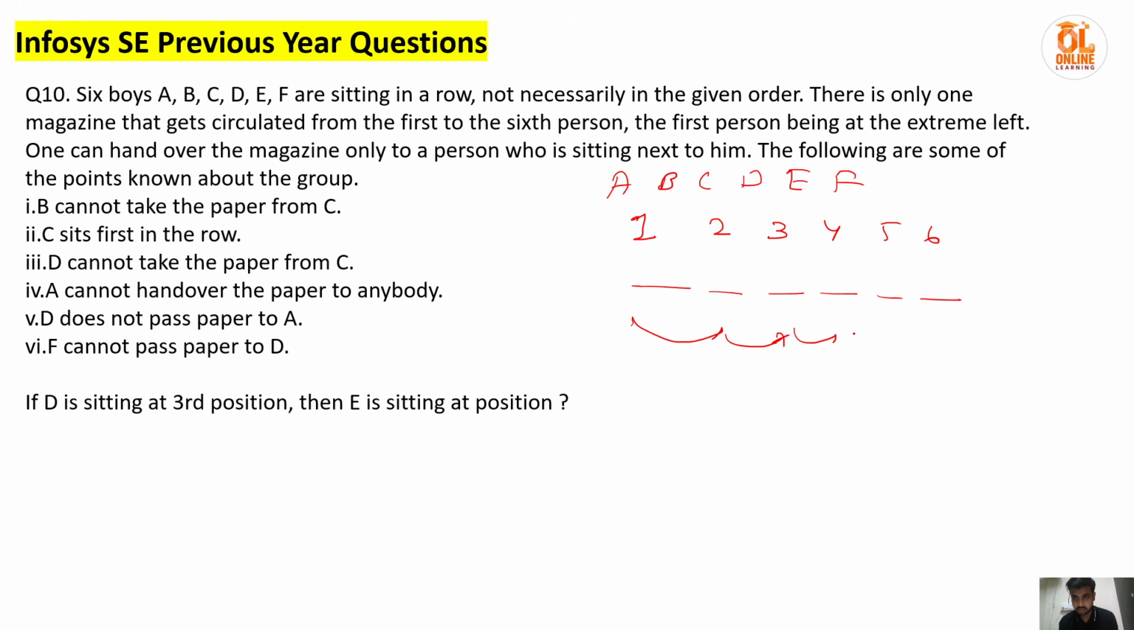The following are some of the points known about the group. B cannot take paper from C.